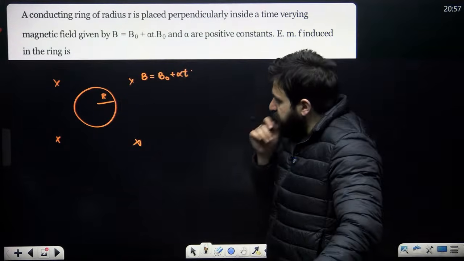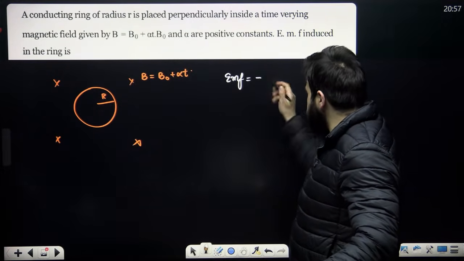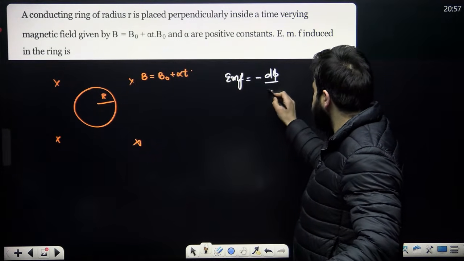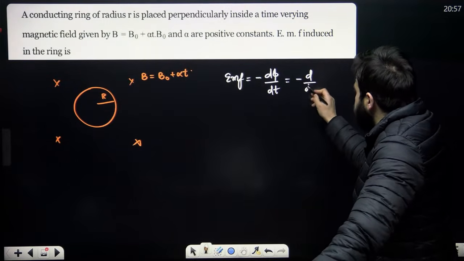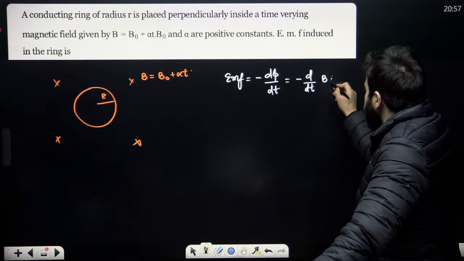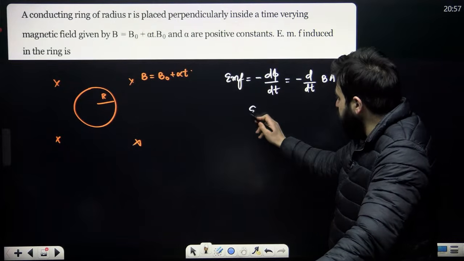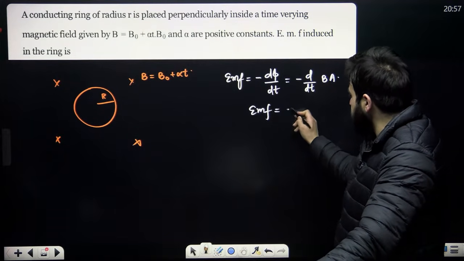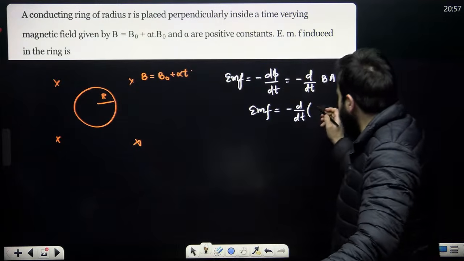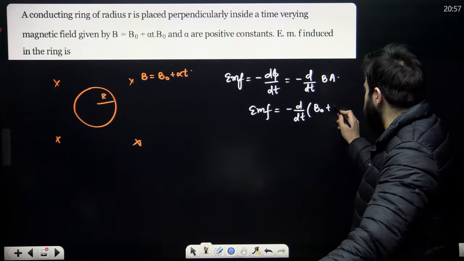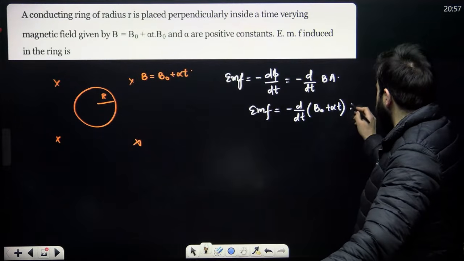EMF induced in the ring will be, guys, simply minus d phi by dt. EMF will be minus d divided by dt of magnetic field into area. Area of the ring is pi r square. So EMF will be minus d divided by dt. What is the value of magnetic field, by the way? It is B naught plus alpha t. And area is pi r square.